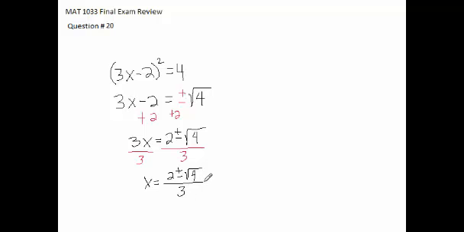Alright, now we have two solutions. They're just not in simplest form. So let's write them out. 2 minus the square root of 4 over 3. And 2 plus the square root of 4 over 3. Then we will decide if there's a simpler form.